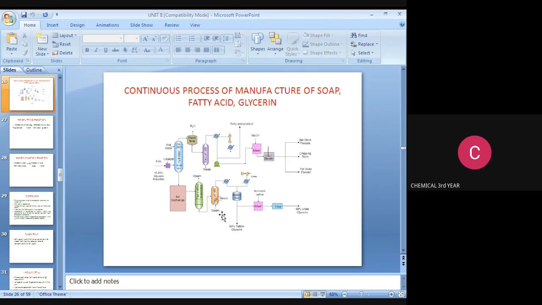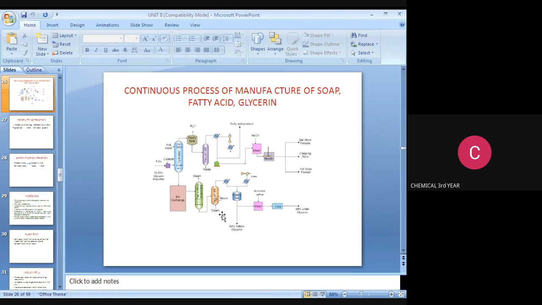The top product, fatty acid, is passed to the glass tank. Here water is removed and then it is passed to the vacuum still. In this vacuum still, at the bottom we are removing the waste, and at the top the fatty acid is removed as product.